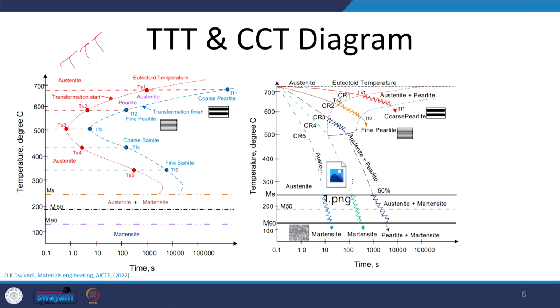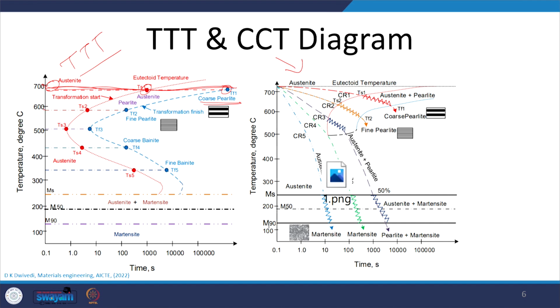So this first diagram is the TTT diagram, that is the time temperature transformation diagram, and the second one is the CCT diagram, which is the continuous cooling transformation diagram. So the TTT diagram shows what happens to the austenite when it is subjected to a constant temperature as a function of time. At a high temperature, the transformation of austenite into pearlite starts at this time, and then it ends at this time when the exposure is given at a constant temperature. So it results in coarse pearlite.